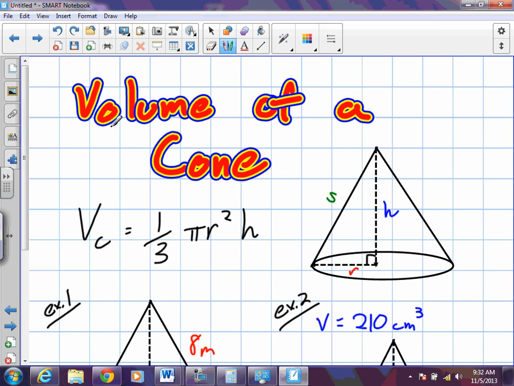Okay, we're going to go over volume of a cone. And this formula for volume of a cone states that 1/3 times pi times r squared times h is equal to the volume of a cone. I want to draw your attention. This is very, very similar to a couple formulas we learned before. Does anyone know what they were?